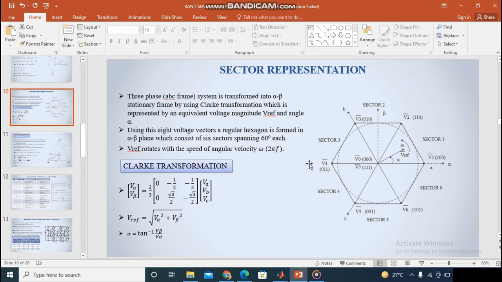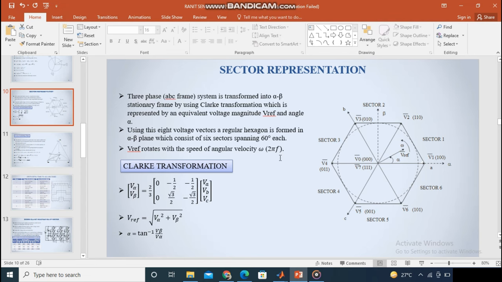Now this is the sector representation part. I would like to tell you that whatever vector values we have calculated up to now, all vectors are stationary vectors. They do not move in space. And our UT vector is a rotational vector and it rotates with the angular velocity of omega, and omega is equal to 2 pi f. Here f is the fundamental frequency of the inverter output voltage.